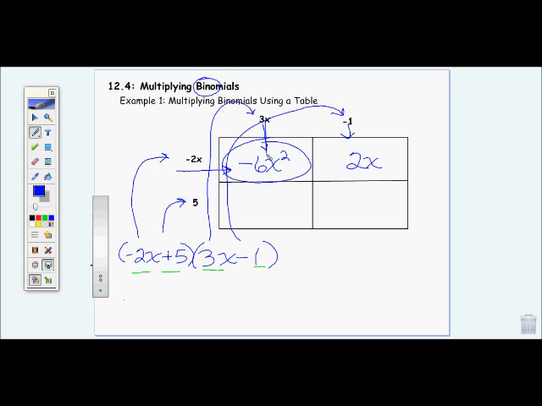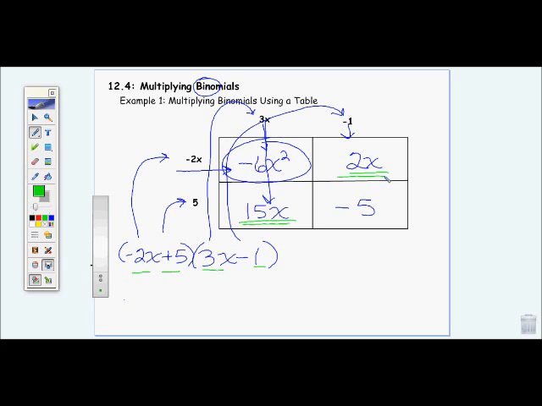Same thing, now this 3x is going to get multiplied by the 5 in this case. So that would give me a 15x. And the negative 1 times the 5 gives me a negative 5. Now those are the terms that are going to be a part of my answer. When you look at those terms, you should notice that we have some like terms. We have two terms with x in them, the variable x. So I can combine those two terms.